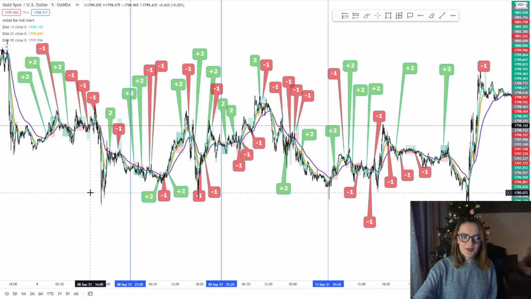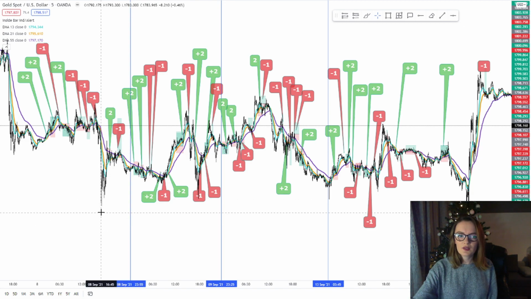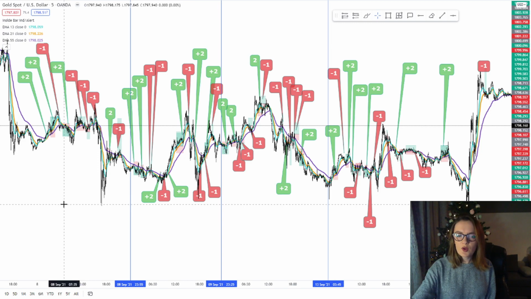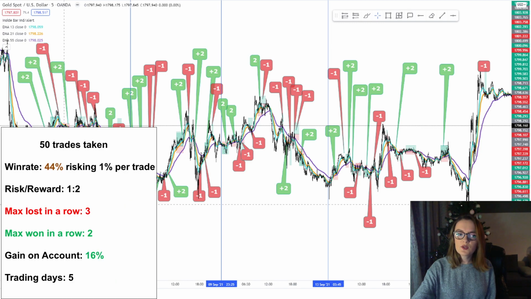Hello traders. So for backtesting of this strategy, I took 50 trades starting with the 8th of September. The results are really good because in 5 trading days I managed to get a plus 16% gain on account using the standard 1% risk per trade. There were 3 maximum losses in a row, so there are no problems if you are going to use this strategy for FTMO or other prop firms challenges. Actually, using this strategy, I could have passed the FTMO challenge in just 2 trading days.